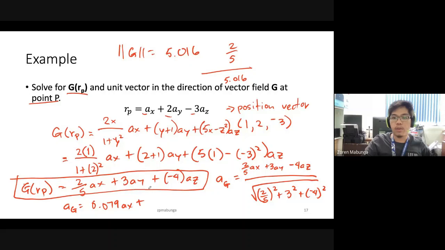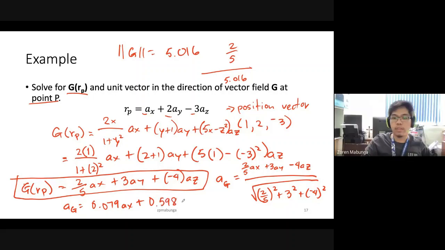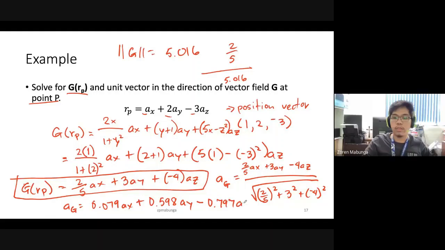3 divided by 5.016, 0.598 AY. And then minus 4 divided by 5.016, negative 0.797 AZ. So this will be your unit vector in the direction of vector field G. Okay, so yun yung magiging dalawang sagot mo.